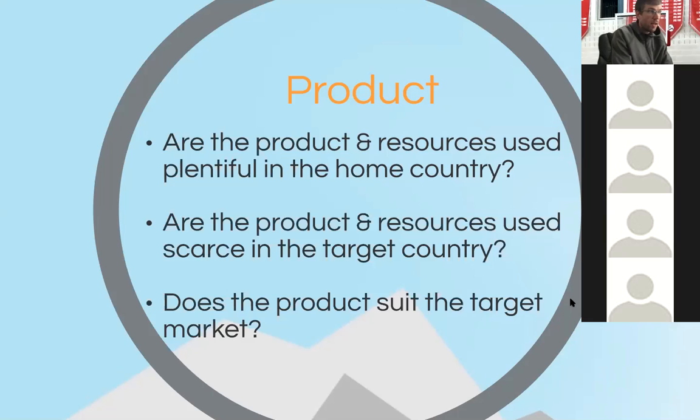If it's a restaurant, can they find local partners who can make it, or can they easily get the product there by shipping it? Does it suit the target market? Is it something that is going to be desired or needed in a target market? If you're talking about a city with very narrow roads, an SUV is not going to be the best car. Maybe something a little smaller is the product that will suit them better.